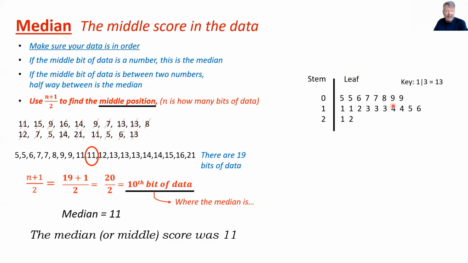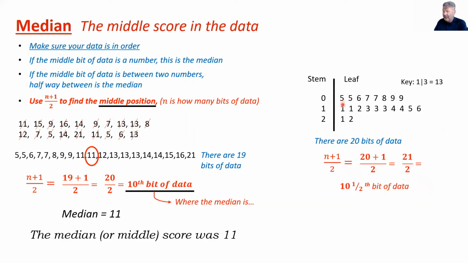It is the same data all the way up to 21. And I think I've snuck in a 22 in there. 2 and 2 makes 22. So we use the same thing. There are 20 bits of data. Make a note. Use the n plus 1 over 2. So 20 plus 1 over 2 is 21 over 2, which is 10 and a half. 10 and a half bit of data.